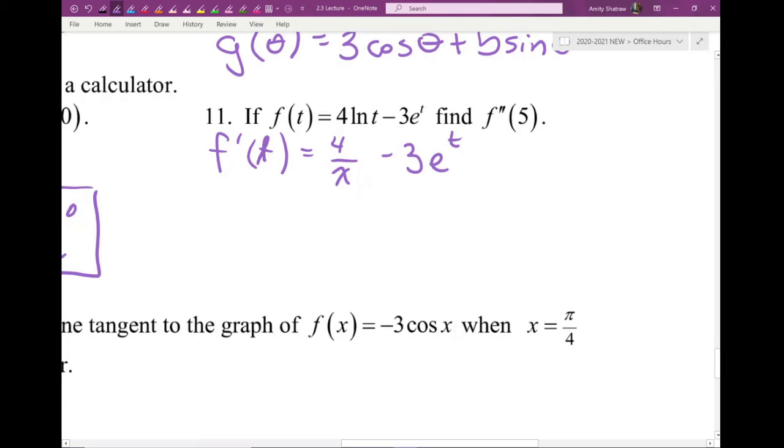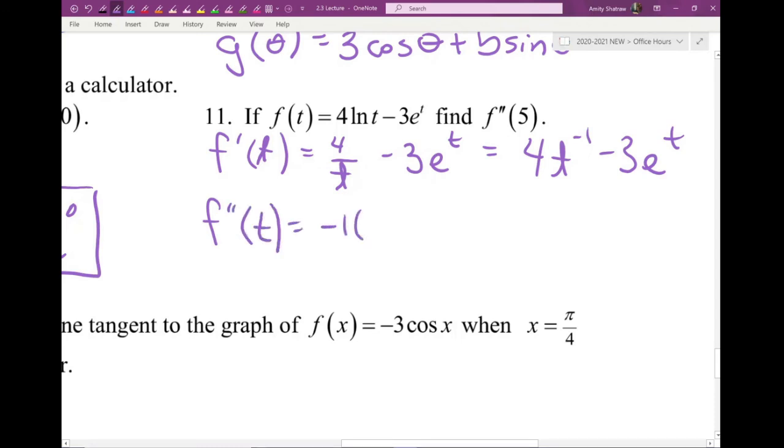Well, what if I take the derivative again? I kind of need the power rule here, so I want to rewrite this as 4 times t to the negative 1 power and minus a 3e to the t. That's something that I can use the power rule on. The second derivative will be, ready, a negative 1 times that 4. T goes down to the negative 2 power minus 3e to the t again.